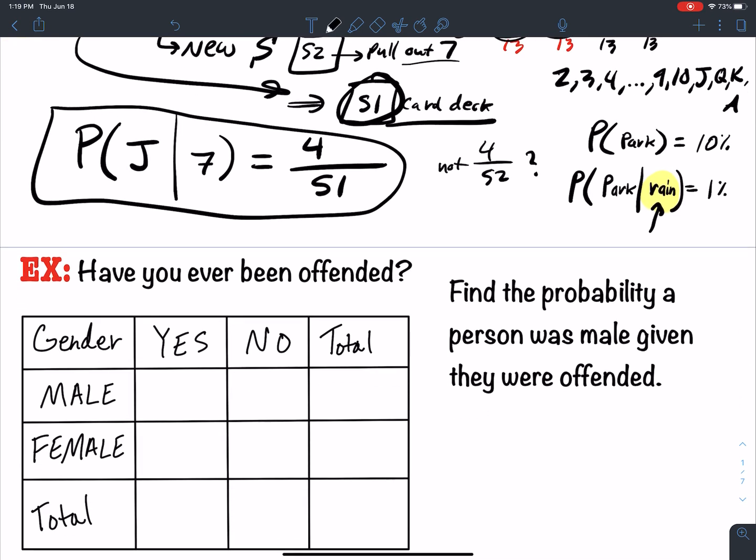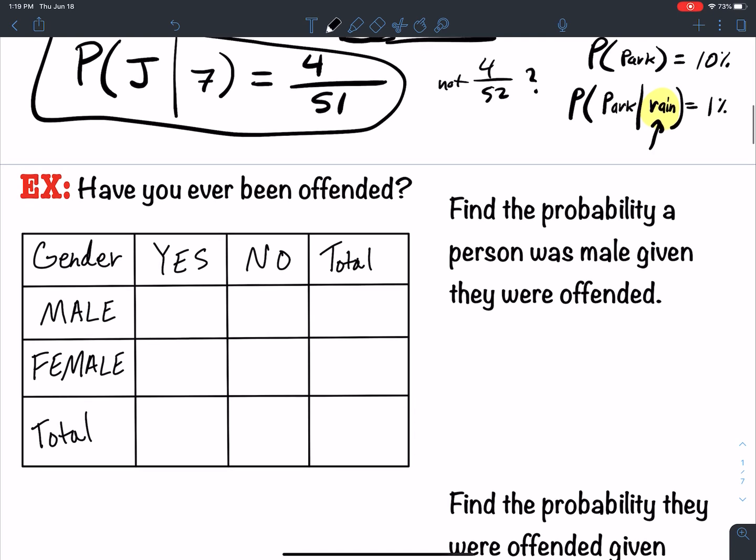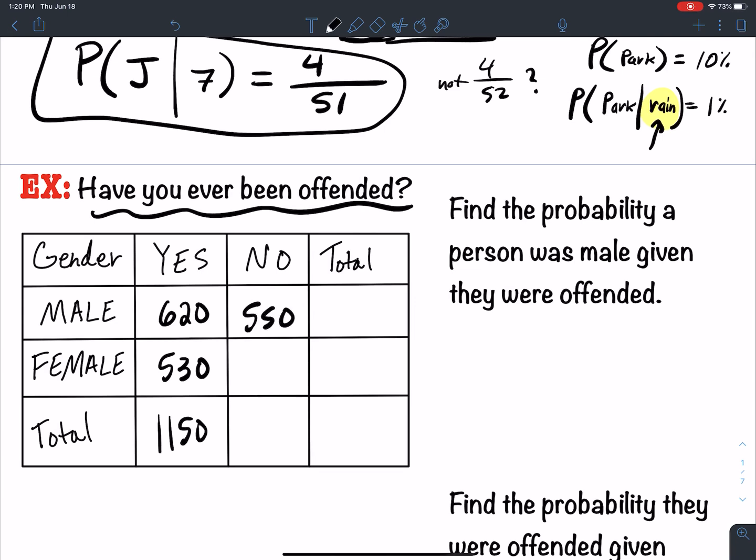So here's a conditional probability where we have a table. And very common, you'll see a table. So here's the question. Have you ever been offended? So the first thing we're going to do is break it down to yes or no. So males, 620 people said that they had been offended. And 530 females said that they'd been offended. So that was 1,150 people that said that they had been offended. Now, of the people that said that they weren't offended, 550 were males, and 580 were females. And so that's a total of 1,130.